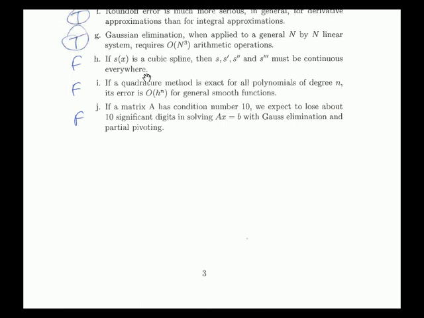Here's a true-false question. It just says that if S is a cubic spline, then S, S prime, S double prime, and S triple prime must be continuous everywhere. That's false. S, S prime, and S double prime have to be continuous everywhere, but not the third derivative. If the third derivative were continuous, then it'd be the same cubic everywhere, because the cubics only have 3 derivatives. The fourth derivatives are 0 everywhere.